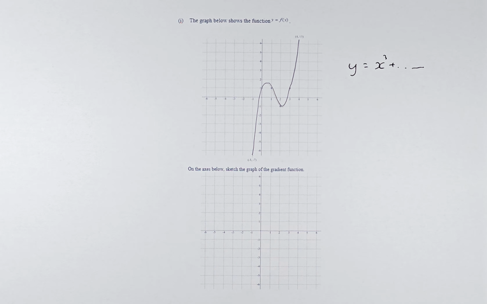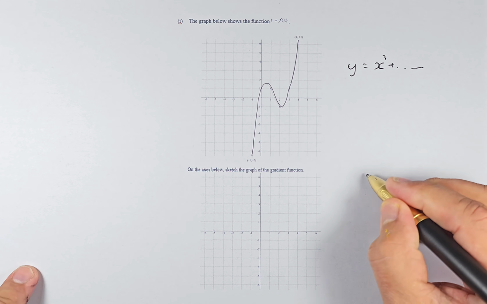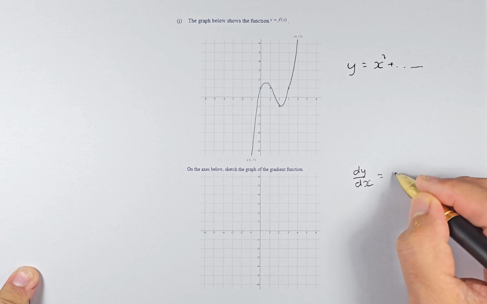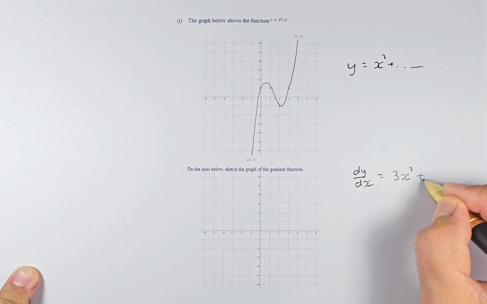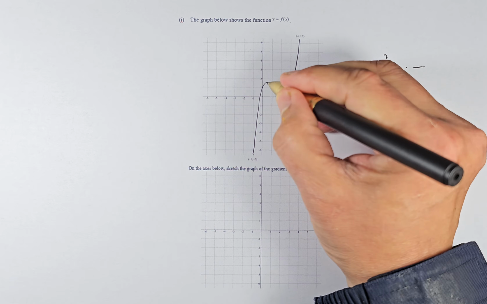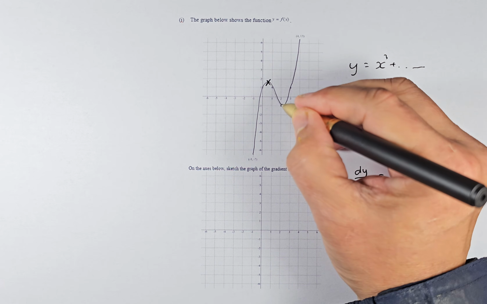They ask you, on the graph below, in the second graph there, to sketch the graph of the gradient function. The gradient function is dy/dx, okay? If you differentiate, dy/dx is going to be 3x squared plus the other number that's there. So in other words, it's going to be a positive quadratic graph.